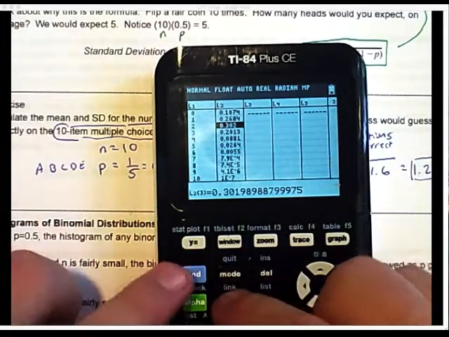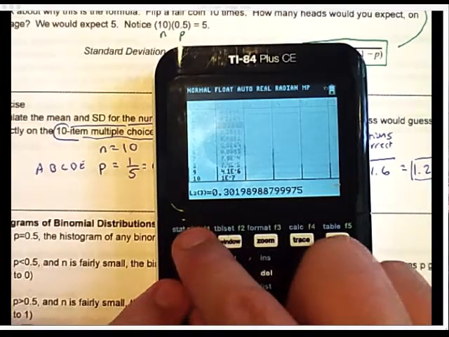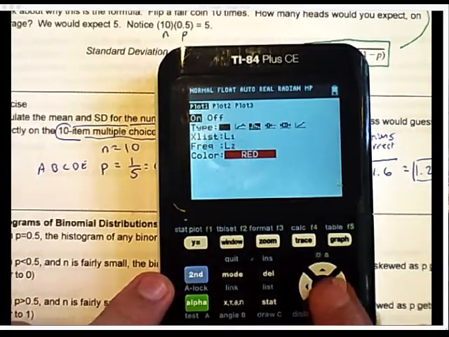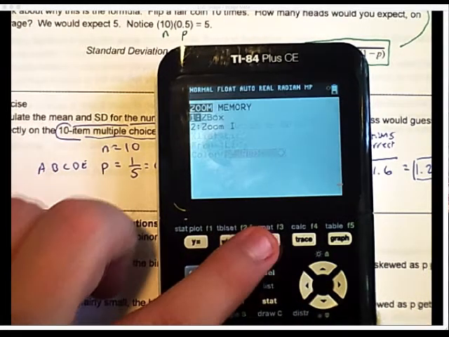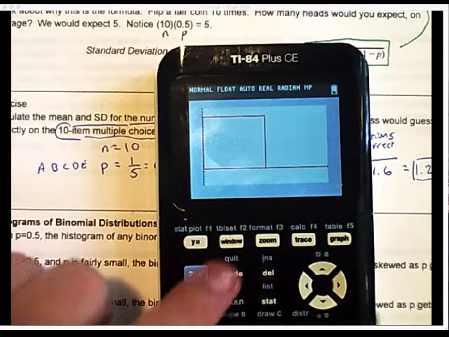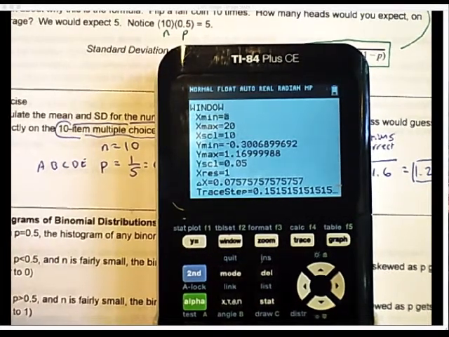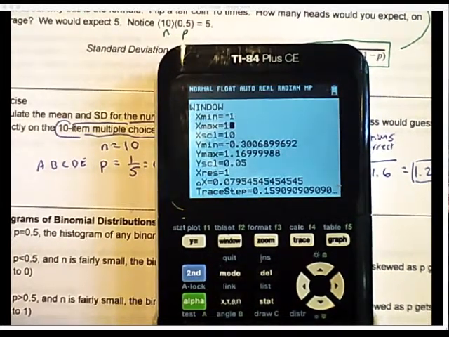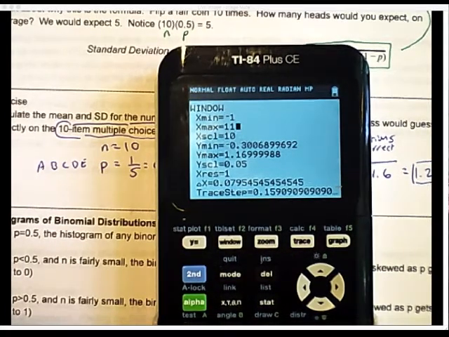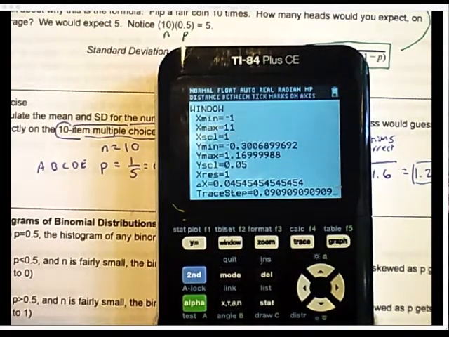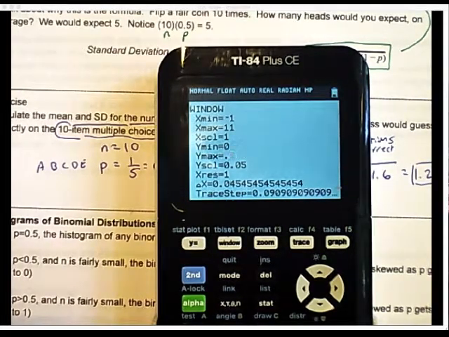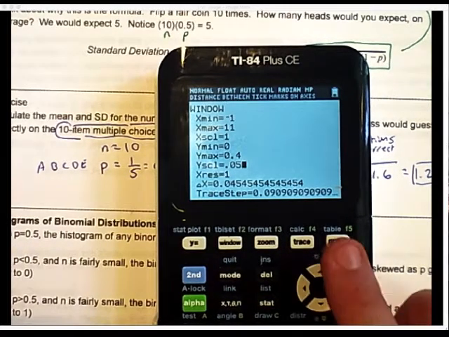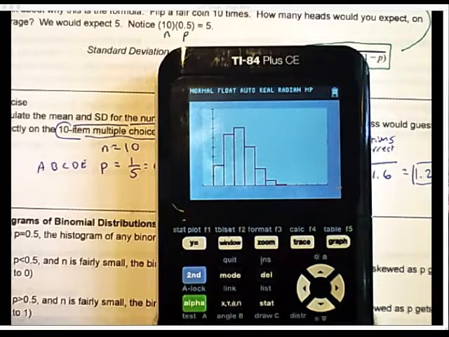Now, if I made a histogram of this data, and let me turn plot 1 on here, histogram, list 1, list 2. I could do a zoom 9. It's probably not going to come out very well. But if I change my window, we're going from 0 to 10, so I'm going to change that from -1 to 11. But I'm going to scale it by 1s. All right, and I'm just going to make that from 0 to 0.4 and scale by 0.05. Okay, now let's graph it.